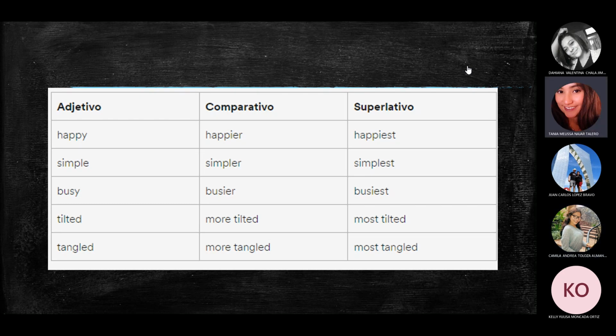Exactly. Good job. And in the other case, why can't we double the consonant? Because here the rule is consonant, vowel, consonant, but in this case we have two consonants, and it is not possible to double the consonant, right?